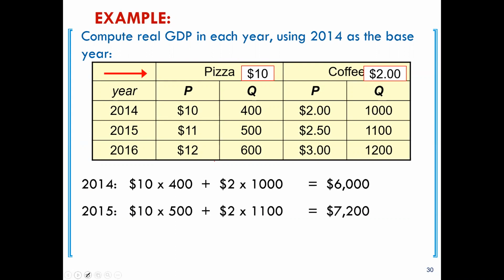However, in 2015, the GDP is no longer the value we obtained for the nominal GDP; we can see that it is $7,200. This is because the prices we are using are the same as the 2014 prices. The only thing that changes is the quantity. And in 2016, it is $8,400.